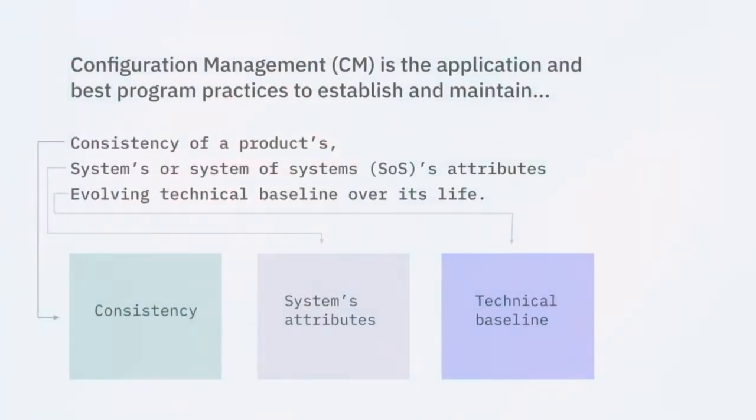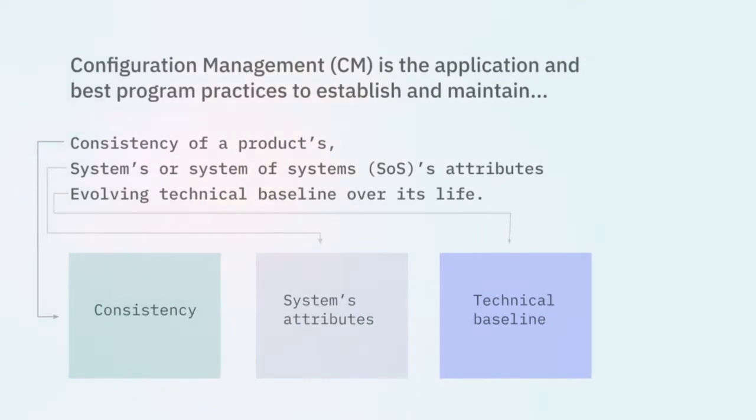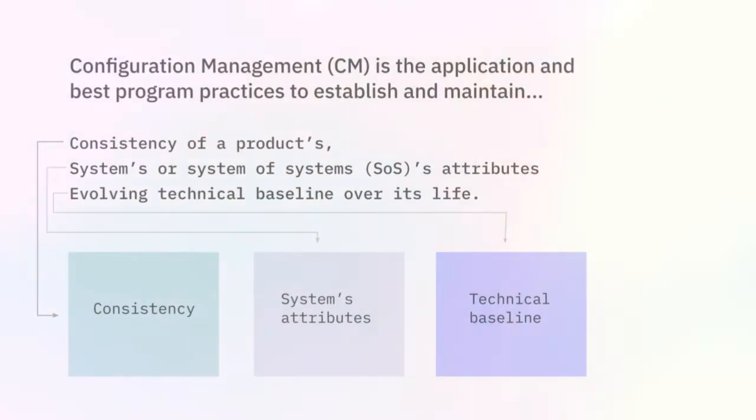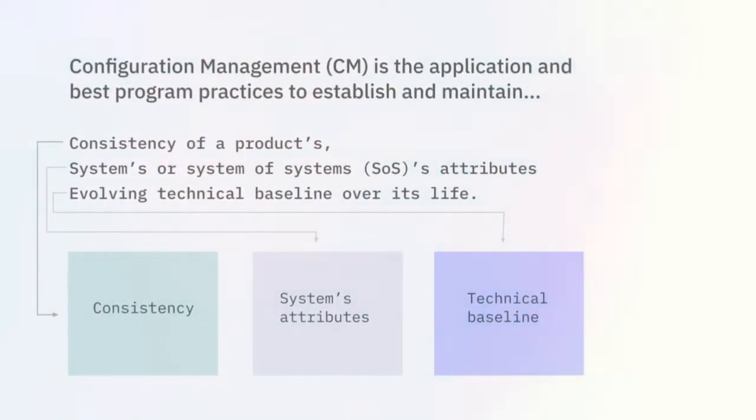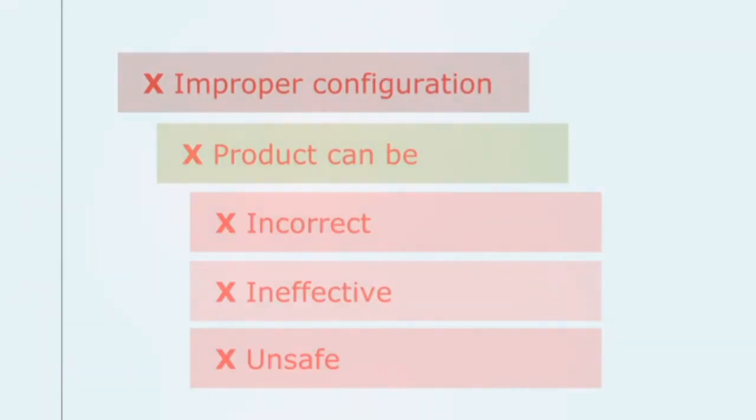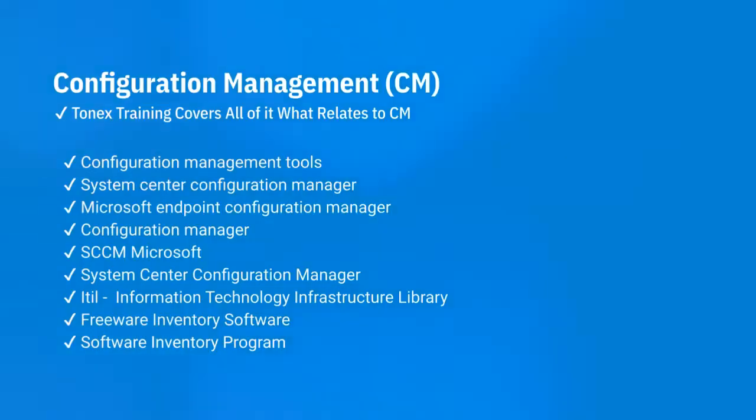Configuration management, CM, is the application of best program practices to establish and maintain consistency of a product's, system's, or system of systems, SOS, attributes with its evolving technical baseline over its life. Configuration management is a management discipline that provides visibility into and control of changes to performance, functional, and physical characteristics applied over the product's life cycle. Improper configuration management could result in incorrect, ineffective, and/or unsafe products being released. Configuration Management, CM. Tonex Training covers all of it.